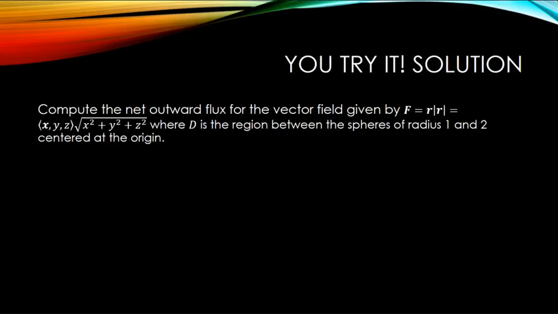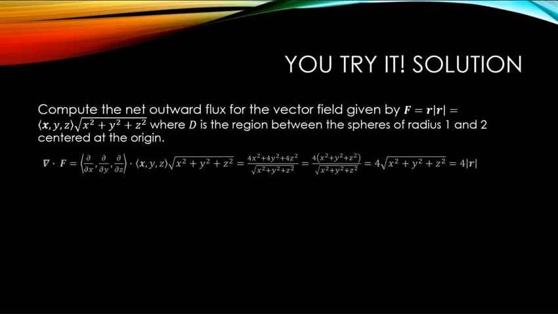The first thing I want to do is compute del dot f. Del dotted with f is equal to the components of the del vector dotted with f, given by a vector with components x, y, z times the square root of x squared plus y squared plus z squared. This is equal to 4x squared plus 4y squared plus 4z squared over the square root of x squared plus y squared plus z squared. I'm going to simplify that a little bit by factoring a 4 out of the top and using properties of exponents to express my rational term as 4 times the square root of x squared plus y squared plus z squared, which is simply equal to 4 times the magnitude of r.